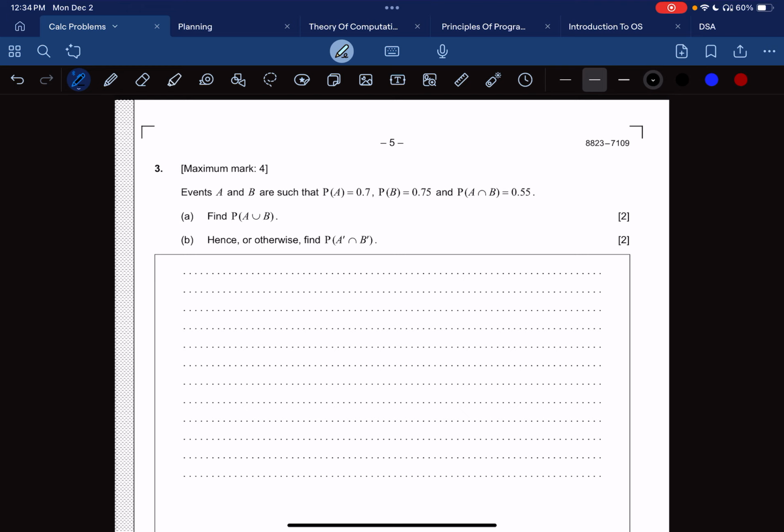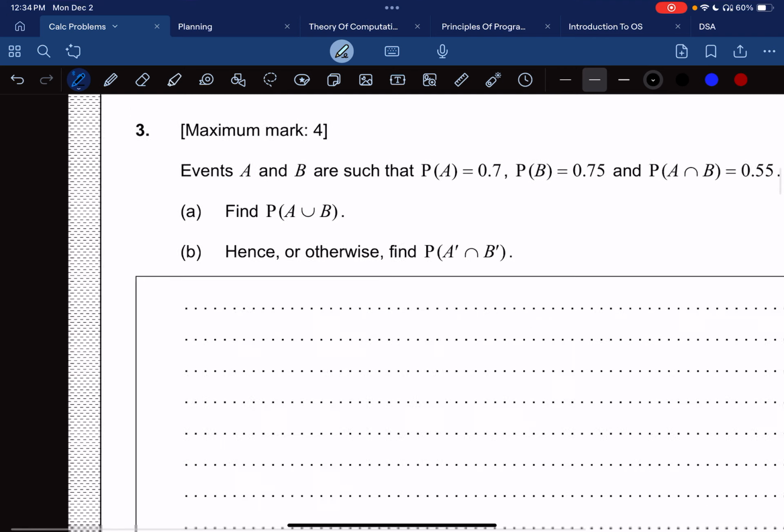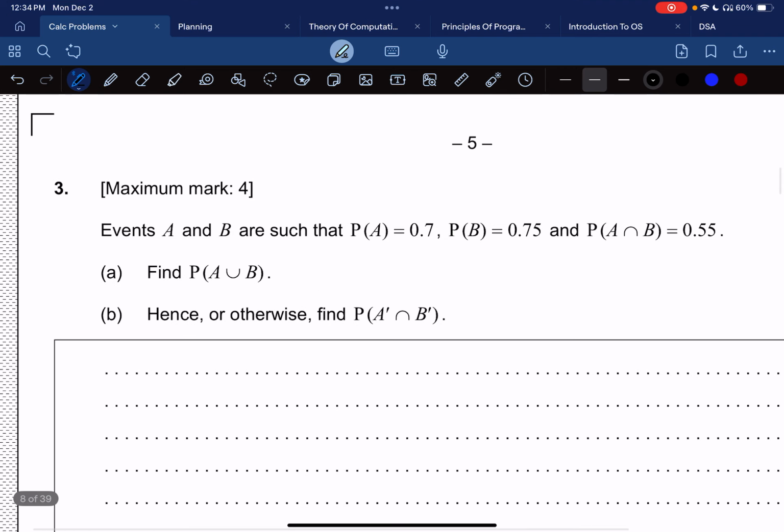So I'm going to continue again, solving the third problem from this set of Math AA November 2023, paper 1. So here it's a probability question.